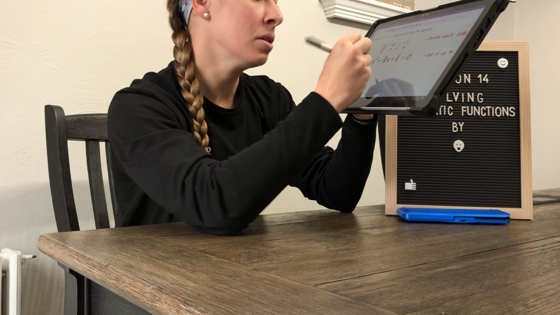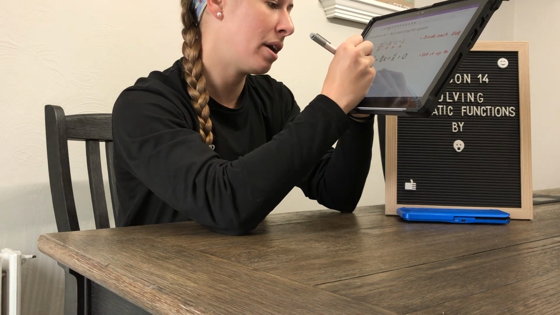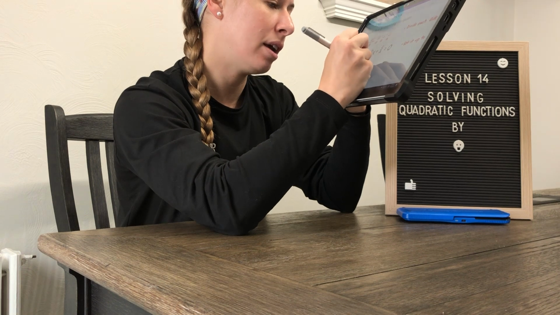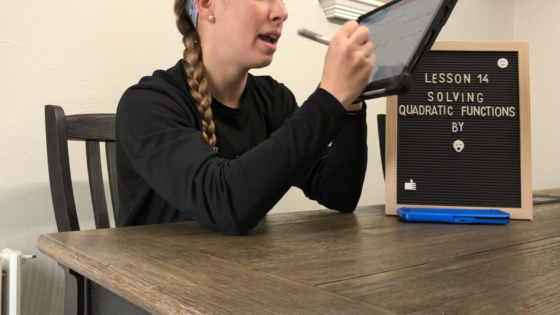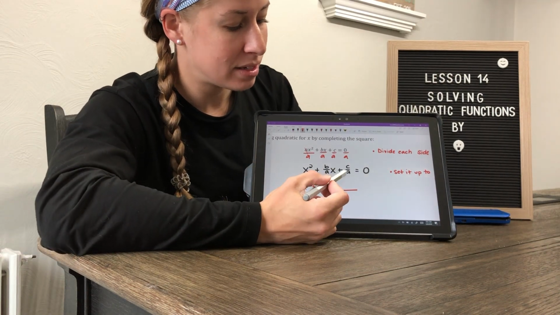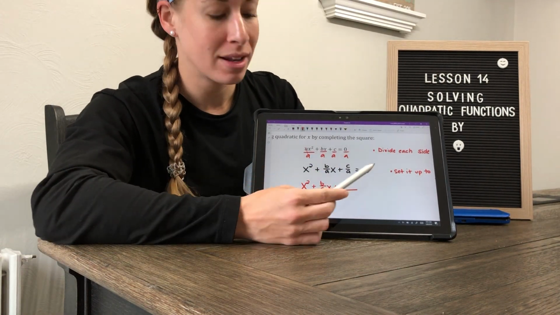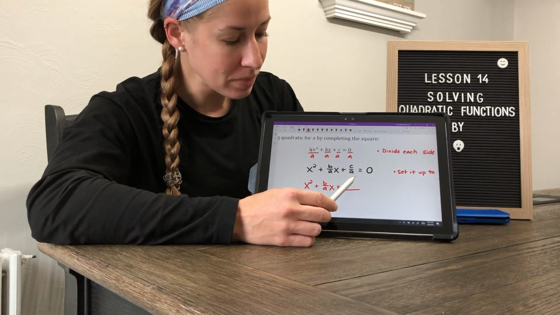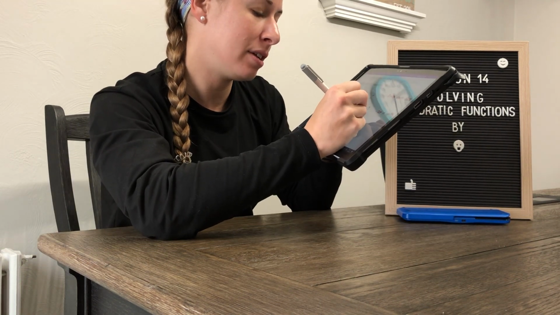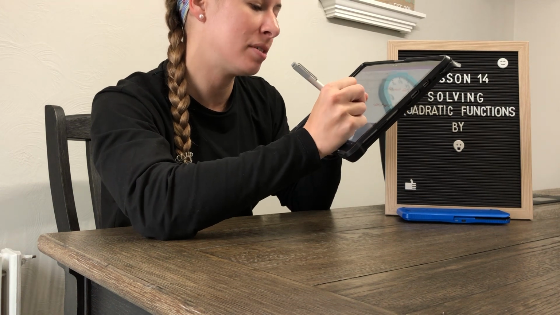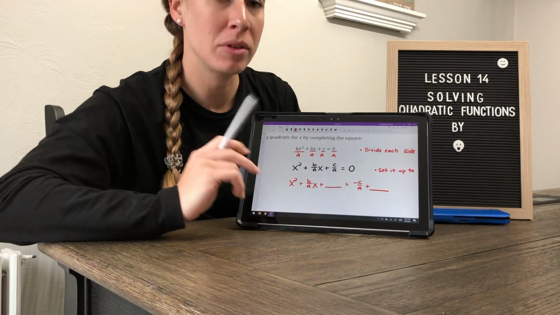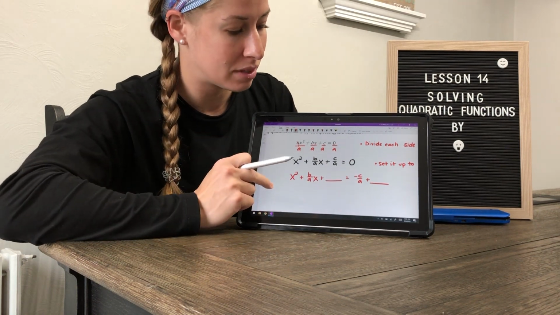So we have x squared plus b over a x plus blank, okay? And then this plus c over a, we needed to subtract that to the other side. So that gives us negative c over a, but also plus blank, okay? Because we are adding that c value to both sides. So there we just set it up to complete the square.